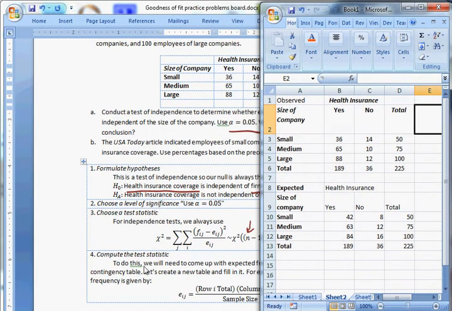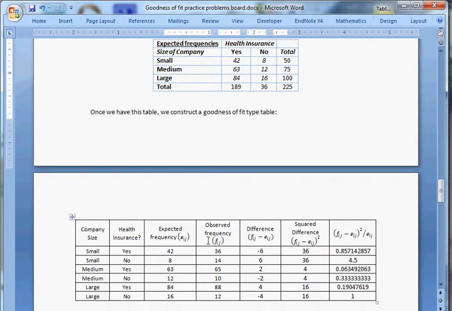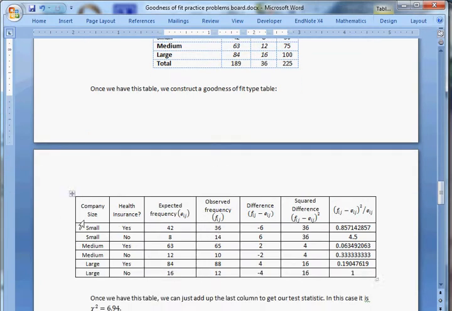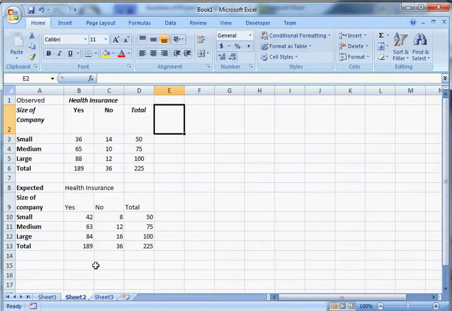Next, we're going to turn this into a goodness of fit type table. It's going to look like this when we're done, but the way that we do this is we take our categories, our rows and our columns, and we put them together. So we have size, and health insurance.